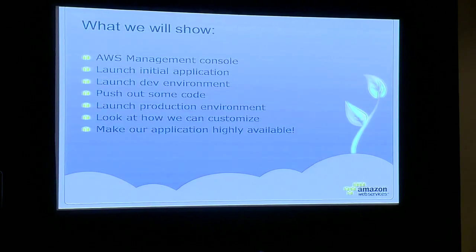So we'll have a quick look in the management console, and specifically at the Beanstalk part of the management console. As with many other AWS services that you're used to, everything that you do through the management console here, you could also automate using the Elastic Beanstalk tools at an API level. We're then going to launch our initial application.